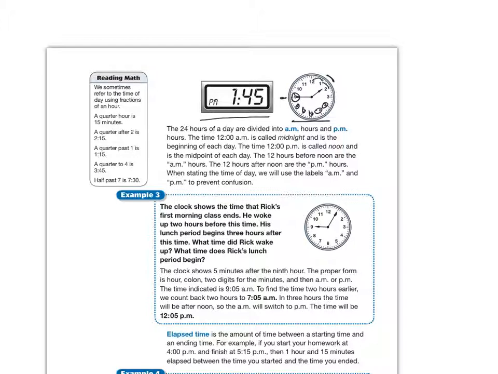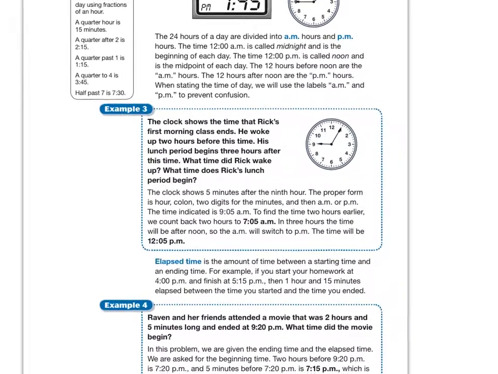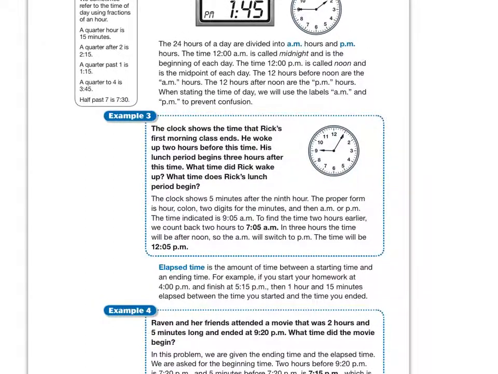So that's how you read an analog clock. It's really easy, actually. I know some people are afraid of it, especially kids. I don't know why. What's the time that is shown on this clock? The clock shows 5 minutes after the 9th hour, which means it's 9:05, because you see the hour hand is shorter, it's by the 9. To find the time 2 hours earlier, we would count back 2 hours to 7:05.